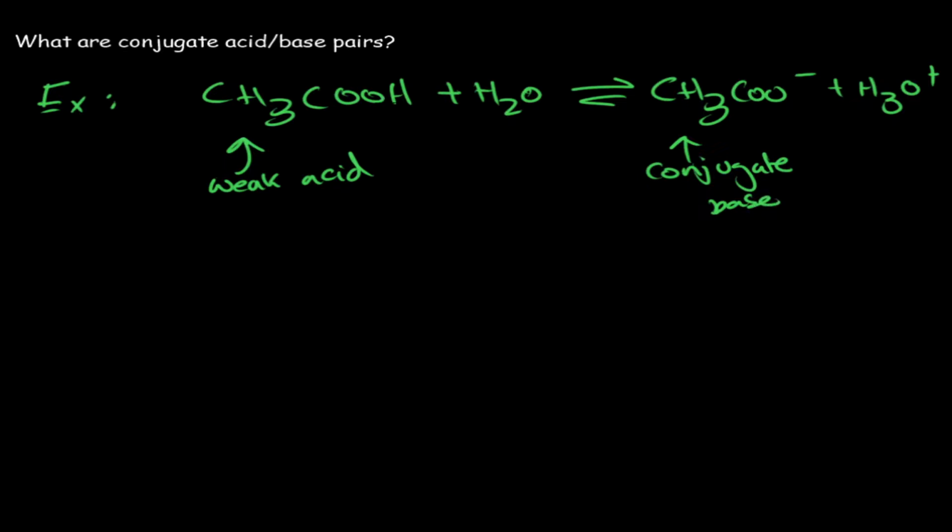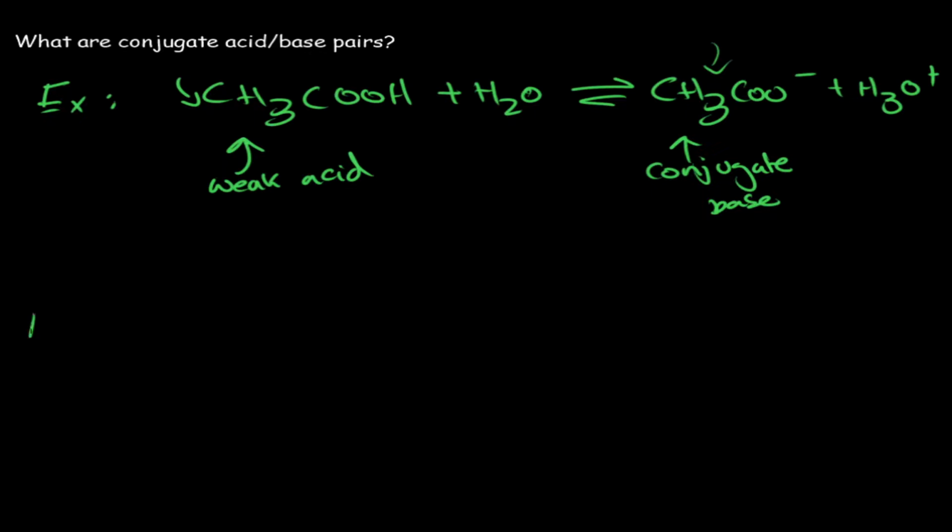We see that it's a conjugate acid-base pair because one of them is a protonated species and the other one is a deprotonated species. And for a buffer to exist, we must have both the weak acid, which is the acetic acid, and the conjugate base, acetate, in our solution.